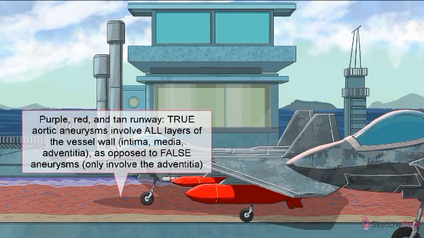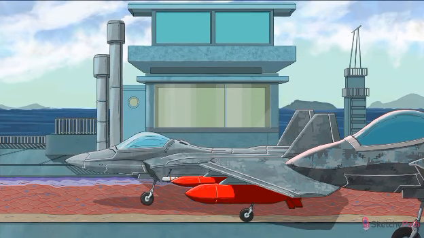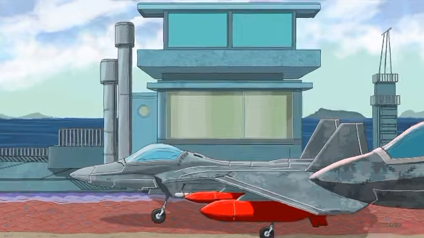True aneurysms contain all layers of the vascular wall, the intima, media, and adventitia, also called the externa, as depicted by the markings on the landing strip: purple for intima, red for the smooth muscle of the media, and tan for adventitia. False aneurysms, or pseudoaneurysms, on the other hand, don't include all the layers. One example of this is seen in the setting of vascular trauma, when rupture of the intima causes the formation of a periarterial hematoma encased in adventitia.